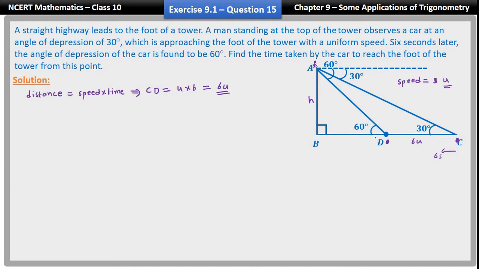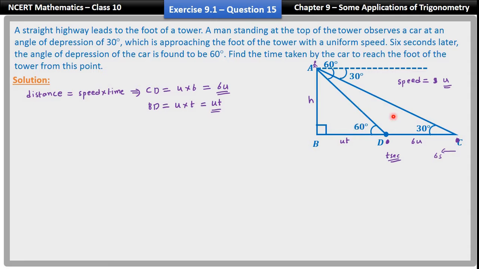Now they asked us to find how much more time it will take for the car to reach the foot of the tower. So to travel this distance, let's suppose it took a time equal to t seconds. So if the time taken is t seconds, then BD, that is this length BD, is again speed into time. Speed is u, time is t. So it is nothing but ut. I hope you are getting this.